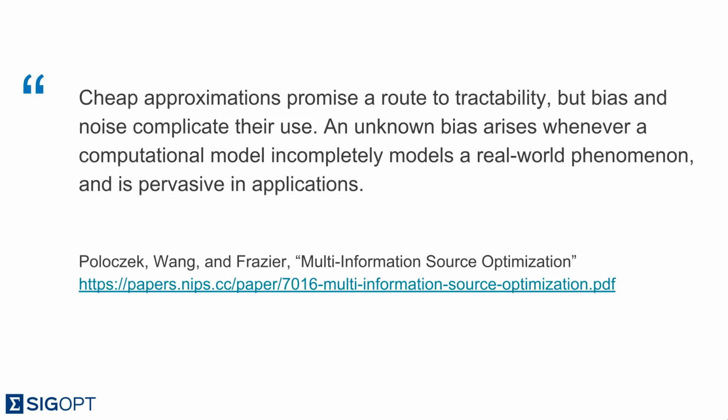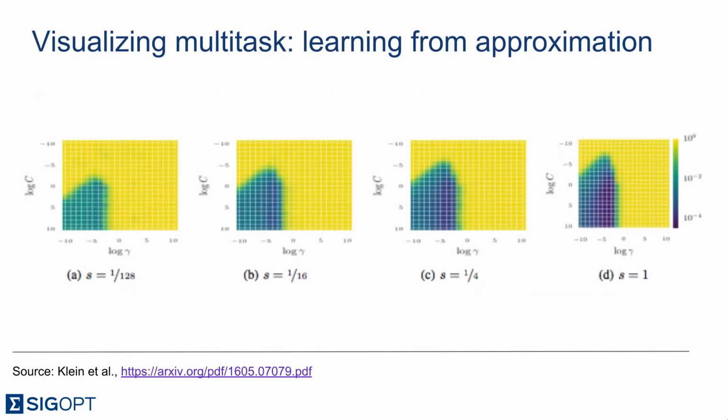Here's an example that works well from the University of Freiburg, where they trained an SVM model 400 times on the MNIST dataset. These charts show how the performance of the model responds to changes in the regularization parameter C and the kernel parameter gamma. Now, going from left to right, you have a 1/128th sample of the data, a 1/16th sample of the data, a 1/4 sample, and the full data set.